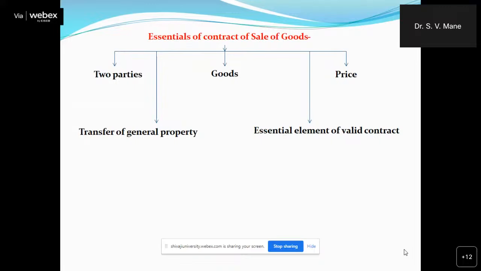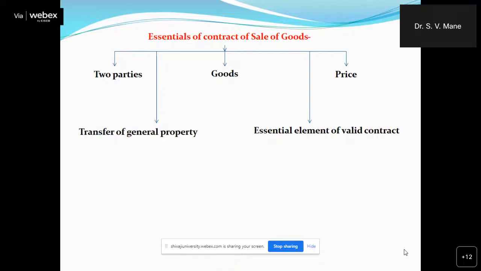These are some of the main elements we have to discuss in this lecture. First of all, we will discuss the essentials of a contract of sale of goods. First, there are two parties. For this contract of sale, there must be two parties competent to contract. One is a buyer and another is a seller. Buyer means a person who buys or agrees to buy goods, and seller means a person who sells or agrees to sell his goods. So in the case of two parties, two persons come together and transfer the goods between each other.